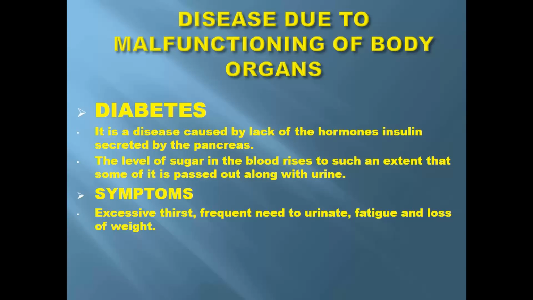It is a disease caused by lack of the hormone insulin secreted by the pancreas. The level of sugar in the blood rises to such an extent that some of it is passed out along with urine. Symptoms of diabetes are excessive thirst, frequent need to urinate, fatigue, and loss of weight.